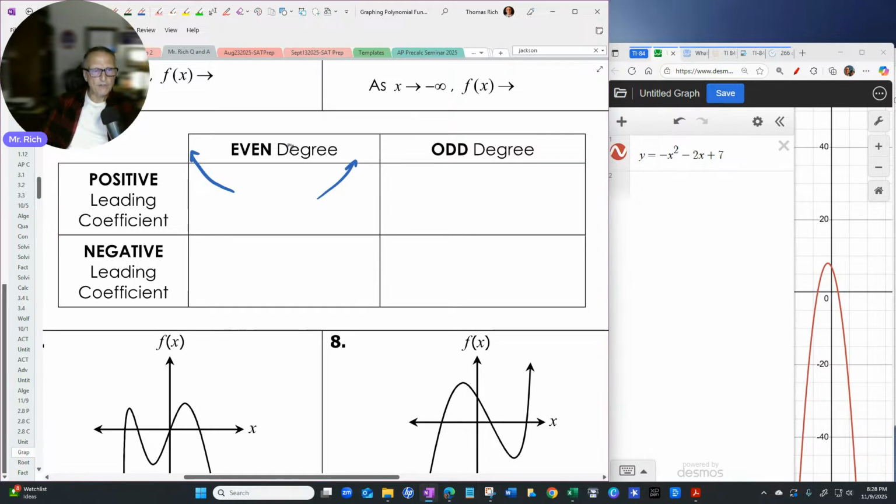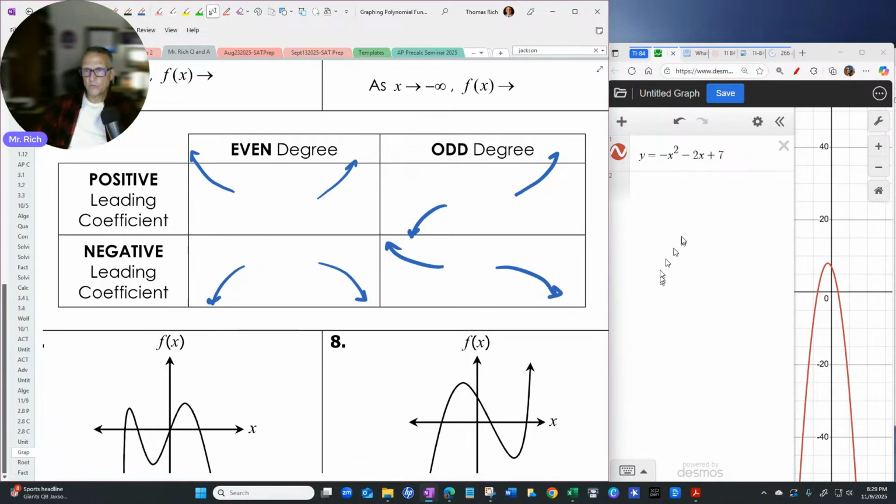If it's an even degree but has a negative leading coefficient, we saw on Desmos that it would be going down, like this. If the degree is odd, 1, 3, 5, 7, 9, what that means is it will be going up to the right and down to the left if the leading coefficient is positive, or it'll be going up to the left, down to the right if the degree is odd, but the leading coefficient is negative.